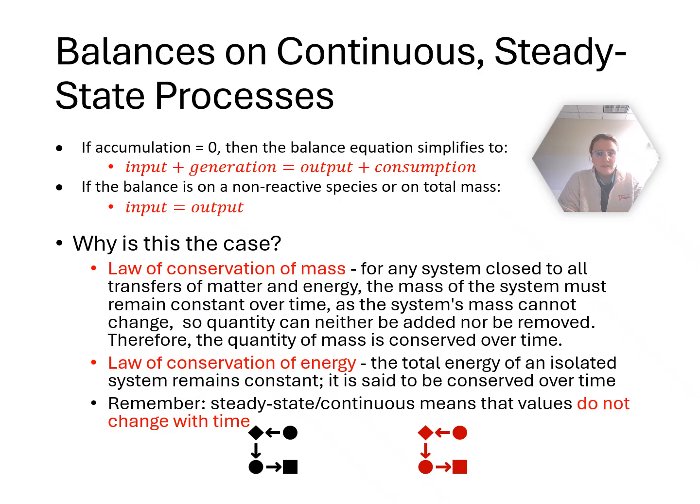Same with the conservation of energy, right? The total energy in the system is constant because energy and mass are related. That's E equals mc squared, right? That's how they're related. So both those quantities are conserved. So remember that steady state or continuous means that the variable doesn't change with time. So remember, when we have the general balance equation and we're simplifying it, we want to hopefully get it down to something where the input equals the output, or something at least a little bit easier to deal with. So if accumulation equals 0, that's a good situation for us.